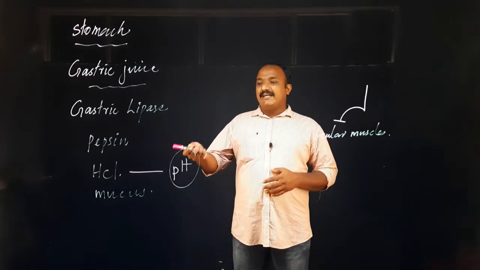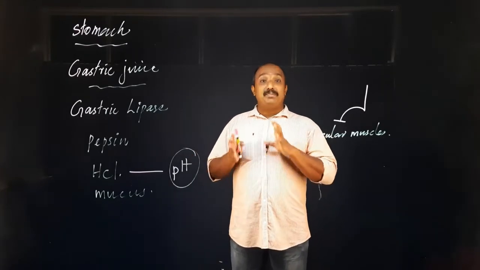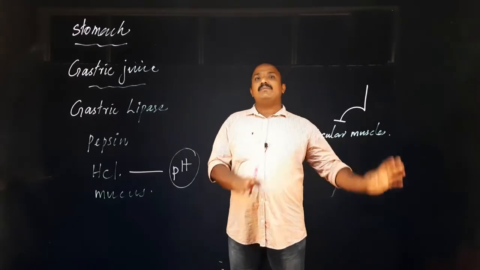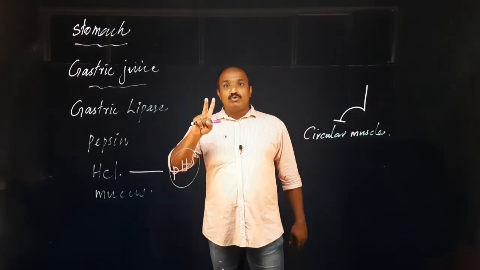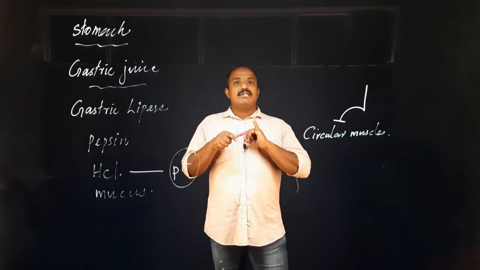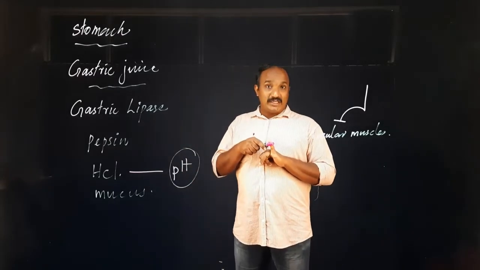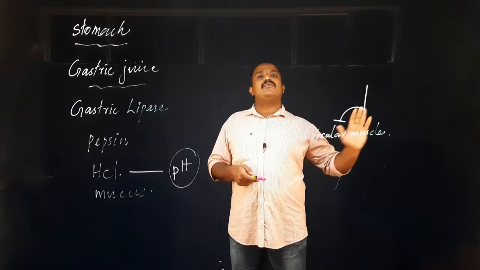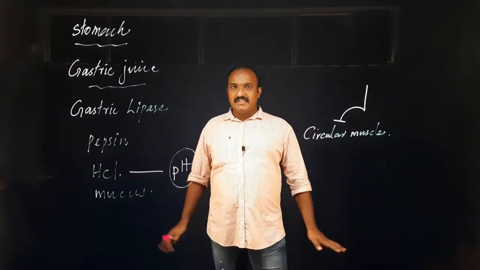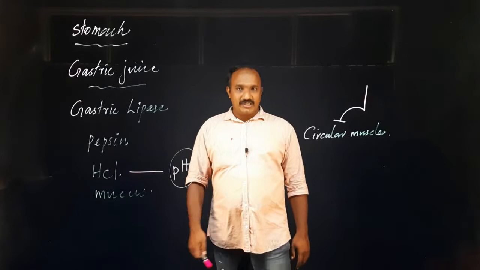Or the hydrochloric acid will make the pH acid level suitable for digestion. So digestion will become easy. So what are the two benefits of hydrochloric acid? It kills the pathogens or microorganisms, and also it creates a pH suitable for digestion. These are the two functions of hydrochloric acid.